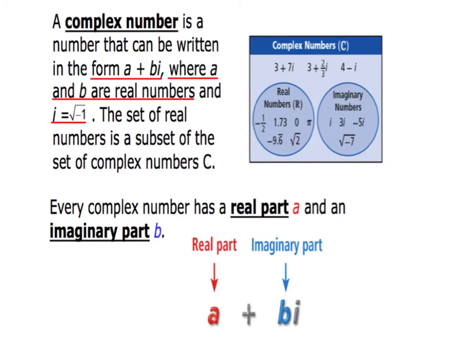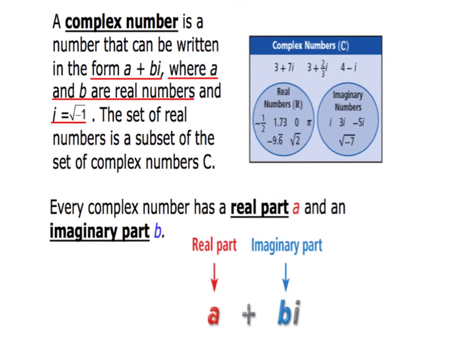And then let's go back up here and notice it says the set of real numbers is a subset of the set of complex numbers. So what that means is, here's my real numbers, here's my imaginary numbers, and you put them together, and both of these sets are subsets of the whole thing.